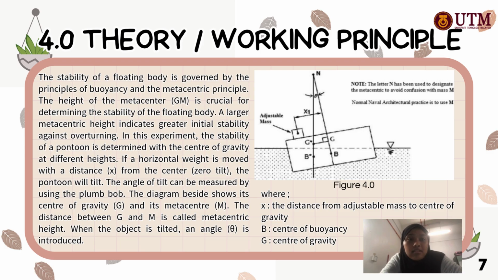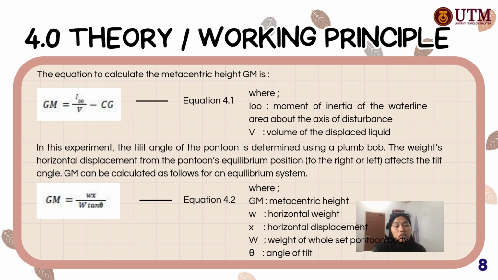When the object is still, the angle is introduced as shown in figure 4.0. X is the distance of the adjusted mass to the center of gravity. B is the center of buoyancy, and G is the center of gravity. So in this experiment, we have two expressions for calculating the GM. The first one is GM equals I over V minus CG, and the second one is GM equals wX over W, multiplied by theta.